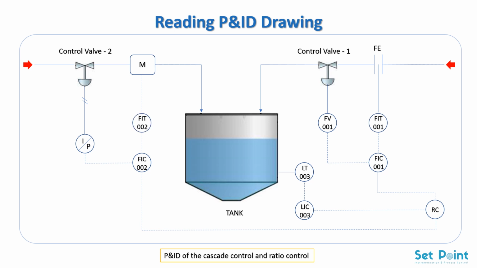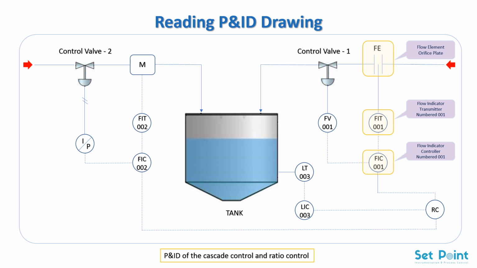Now, let's read this P&ID drawing. Here, flow element such as orifice plate is connected with flow indicator transmitter numbered 001. This flow indicator transmitter 001 is mounted in the field area. And it is connected with flow indicator controller numbered 001. Dotted line indicates that it is connected by electrical signal line. And flow indicator controller numbered 001 is connected with flow valve numbered 001. In addition to this, flow indicator controller numbered 001 is also connected with ratio controller. And ratio controller is in DCS or in PLC.